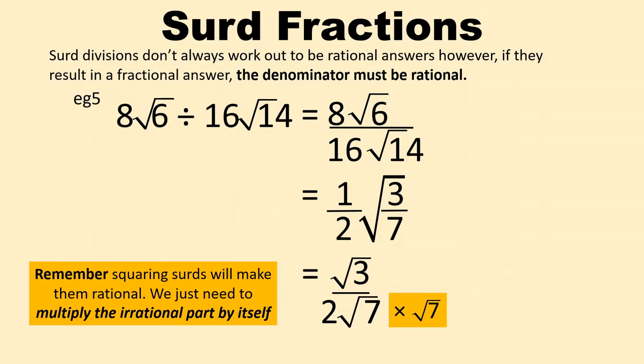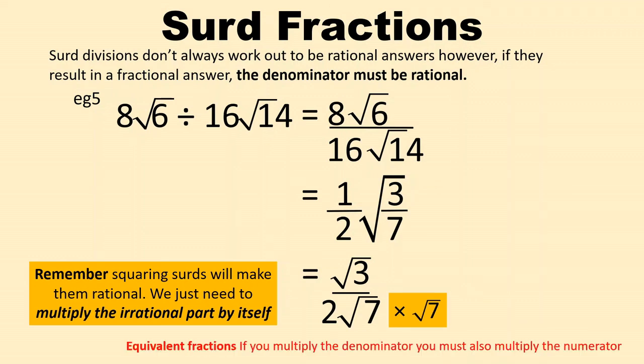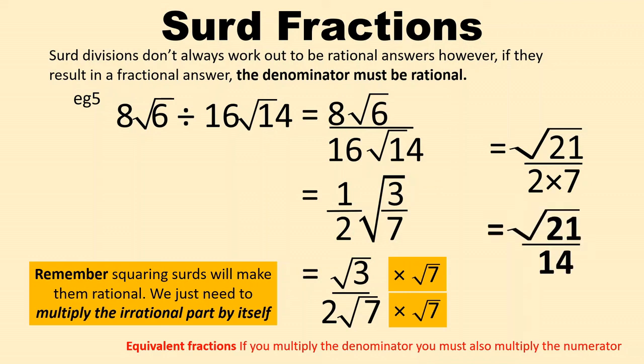But remember, to keep our fraction equivalent, if I multiply the denominator by root 7, I must also multiply the numerator by root 7. So root 3 times root 7 in the numerator will give me the square root of 21. And 2 root 7 times root 7 made that root 7 rational. It gave me 7. So I've got root 21 on the top, and I've got 2 times 7 on the bottom, which is 14. So there's my simplified surd fraction. I've got a rationalized denominator of 14, and that's fully simplified.